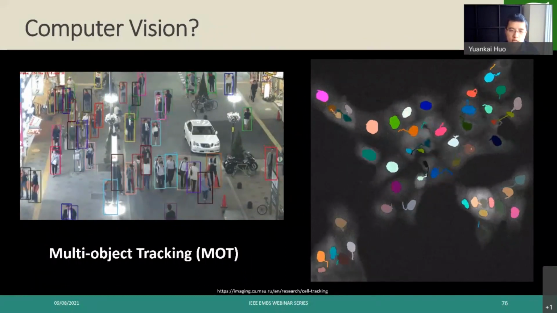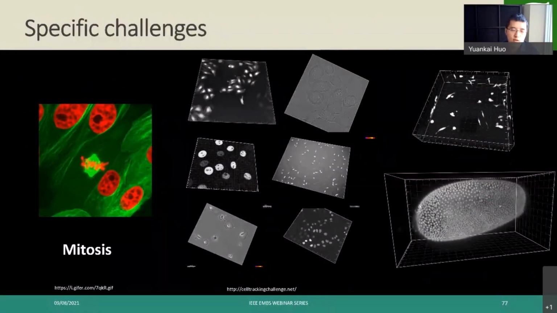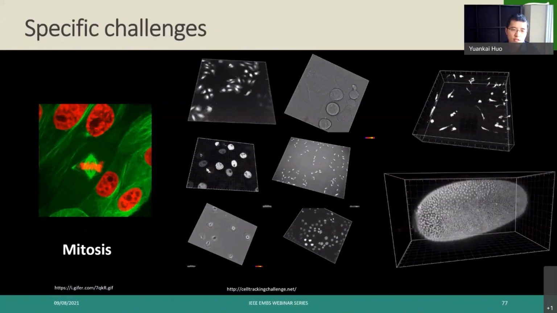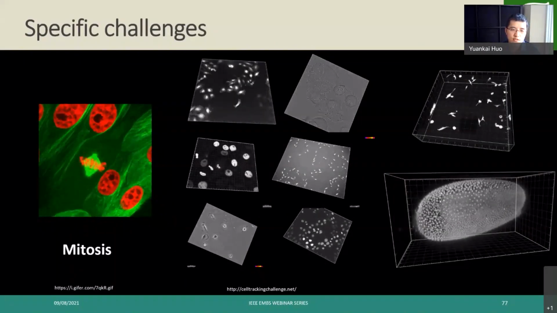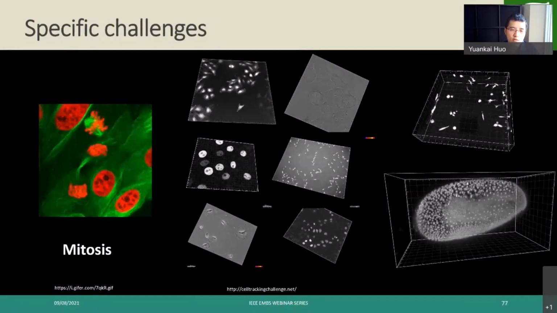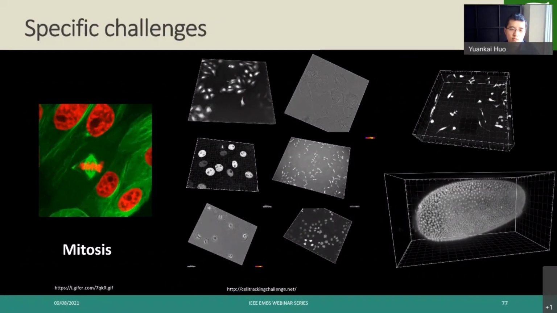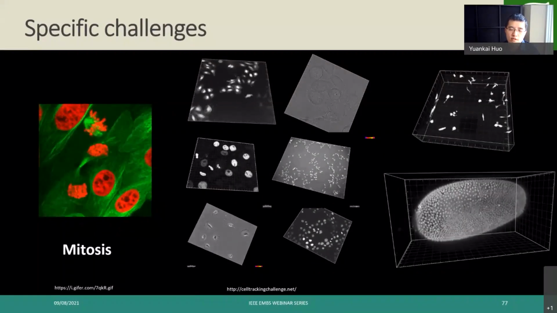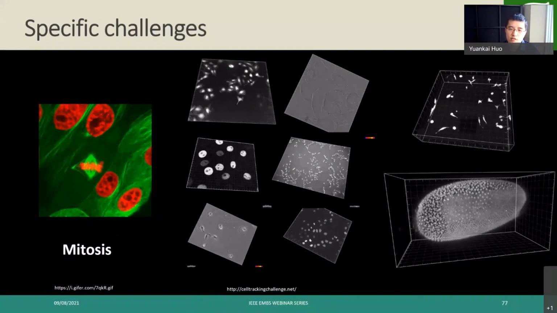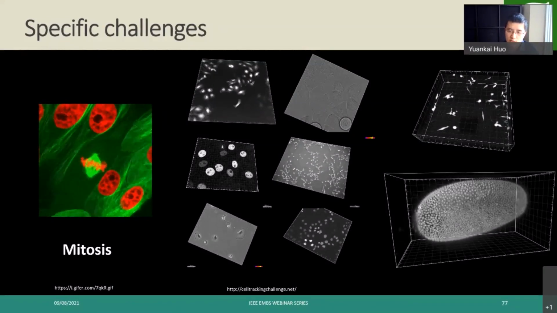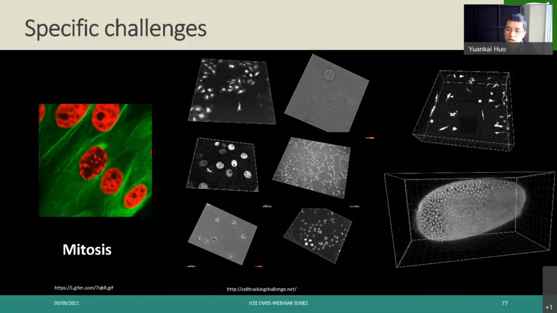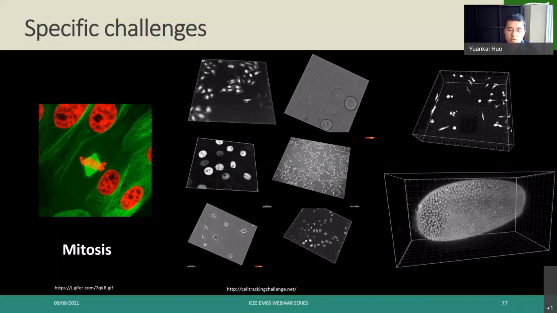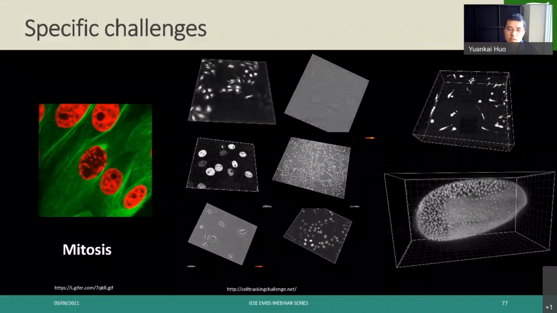But there are many unique challenges in biomedical image analysis. First, we have mitosis, where we frequently see a cell split into two cells, which is not quite normal in computer vision. We don't see a human split into two humans. And the data, again, is very small scale, but in very heterogeneous domains. Here are some data from the famous cell tracking challenge. Since the data are heterogeneous, we have a lot of mitosis, and the sample scale is small.